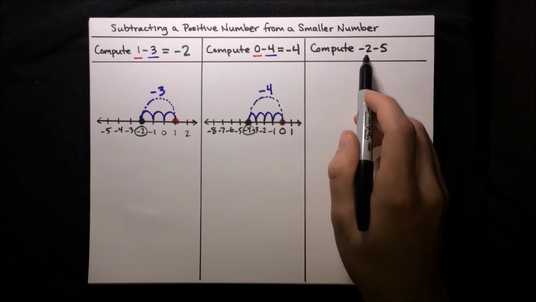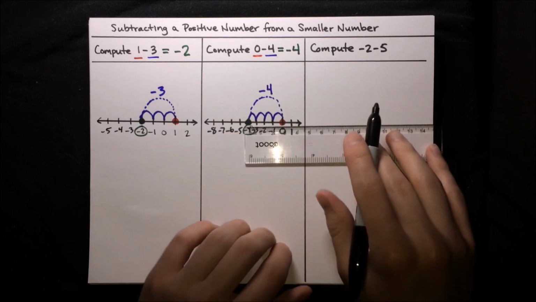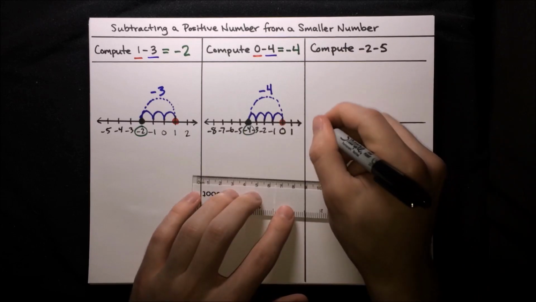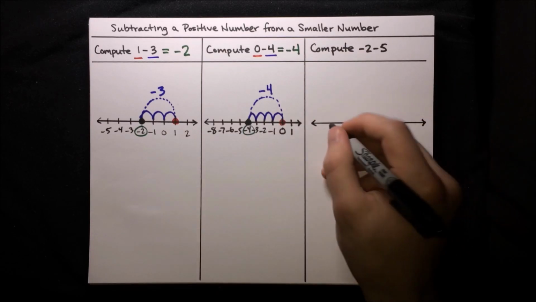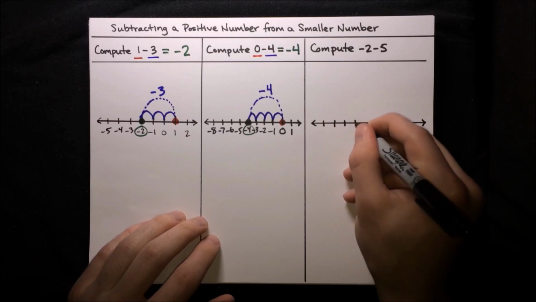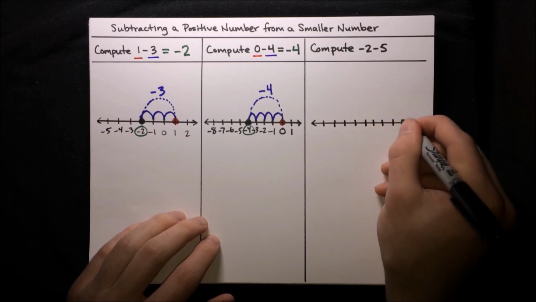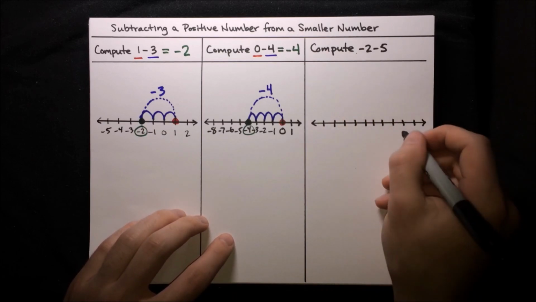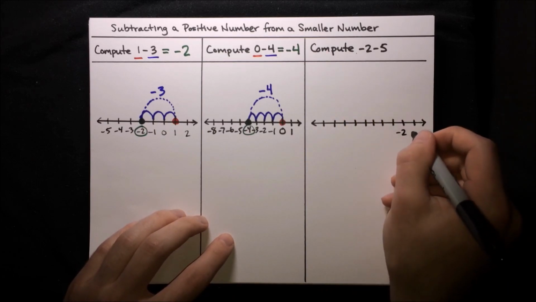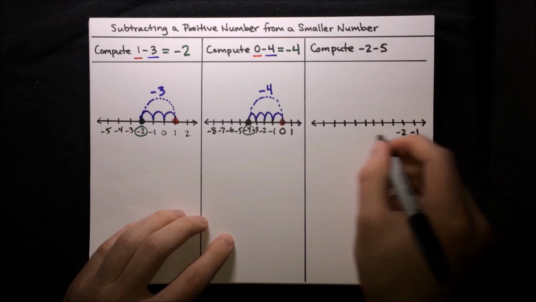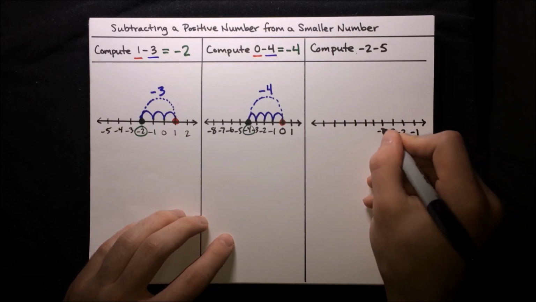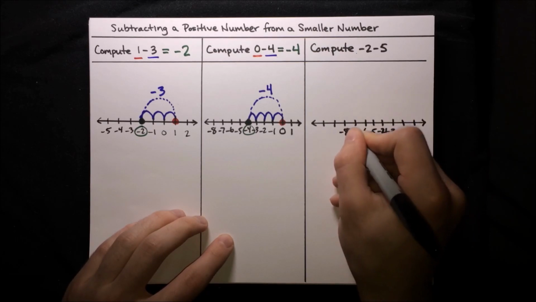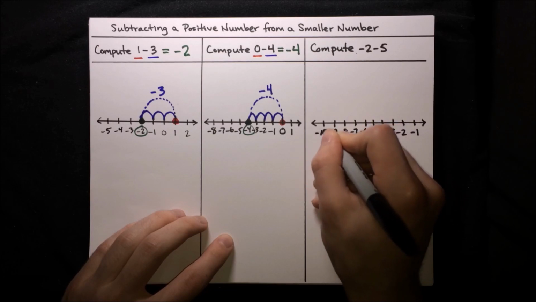Last one is negative 2 minus 5. Same approach as usual. Draw a number line. So let's go ahead and draw that out. Make some tick marks. And then we're going to want to start on the right with our first number. First number is negative 2, so let's put negative 2 over here. So it'll be negative 1, and then counting down from there, negative 3, negative 4, negative 5, negative 6, negative 7, negative 8, negative 9, negative 10.